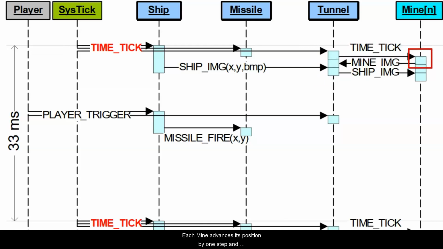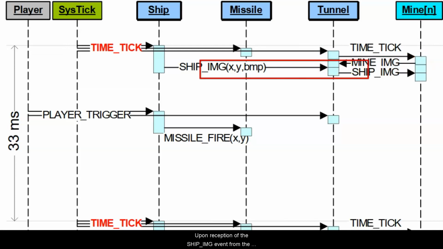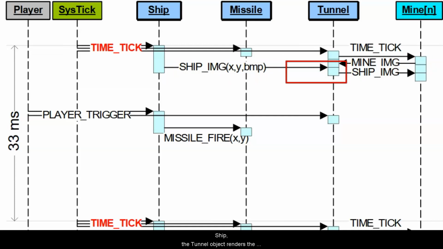Each mine advances its position by one step and posts the mine image event to the tunnel to render the appropriate mine bitmap at the position x and y in the frame buffer. Upon reception of the ship image event from the ship, the tunnel object renders the specified bitmap in the frame buffer and checks for any collisions between the ship bitmap and the tunnel walls. Tunnel also dispatches the original ship image event to all active mines. Each mine then determines whether the ship is in collision with that mine.